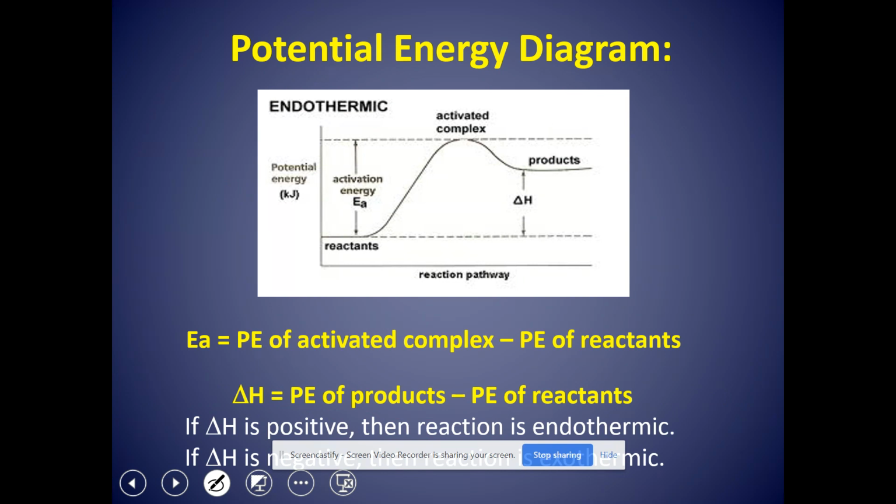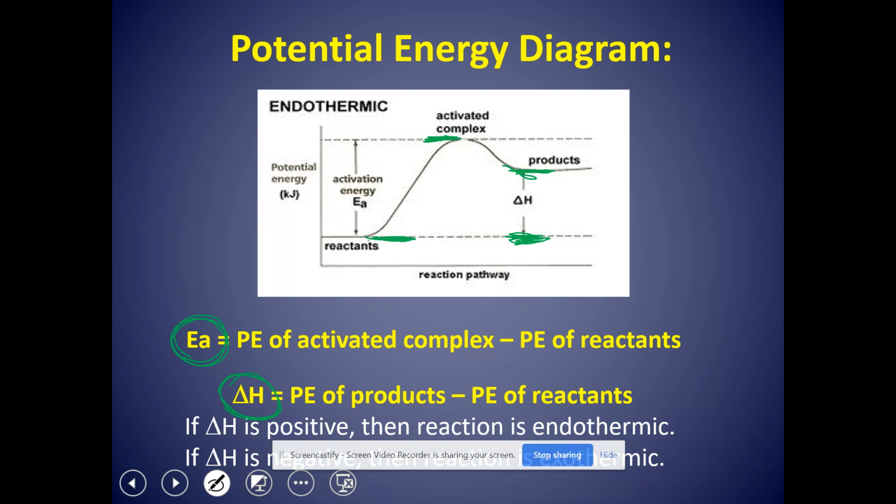Here's the same endothermic reaction from the previous slide, but with equations. You take the potential energy of the activated complex minus the potential energy of the reactants to get the energy of activation. And you take the potential energy of the products minus the potential energy of the reactants to get the enthalpy, or the delta H. Now, in this case, remember, it's going to come out positive because the products have a higher number than the reactants. Anytime it's positive, it's going to be an endothermic change.